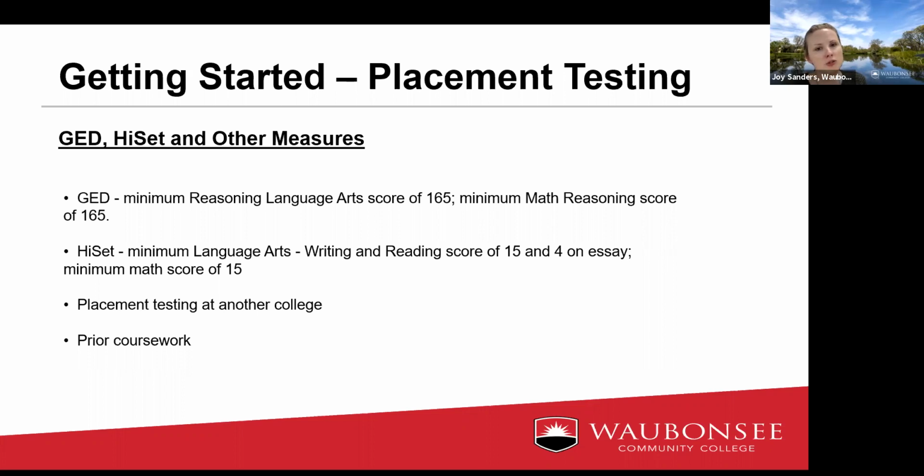Potentially other ways that you could get placed into college level courses would be if you took placement testing at another college. So it does have to be the Accuplacer test. If you Accuplacer tested at another college, you can have those scores sent to us and we can use those to determine your placement. Also, if you have prior coursework, so this could mean that you took a dual credit course with us, or maybe you've got some AP credits, or maybe you attended one of the career vocational centers in the area. We could potentially look at the courses that you took that way and see if any of those will allow us to use that for placement.